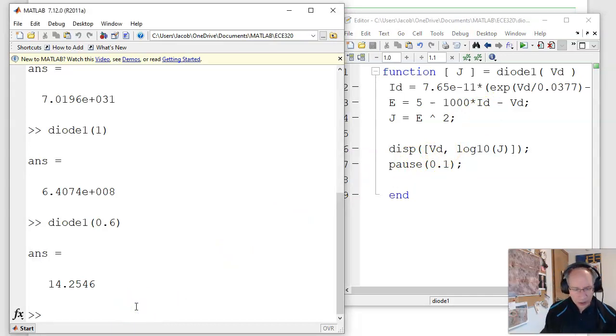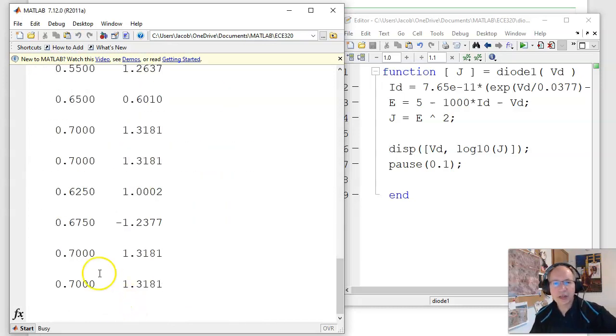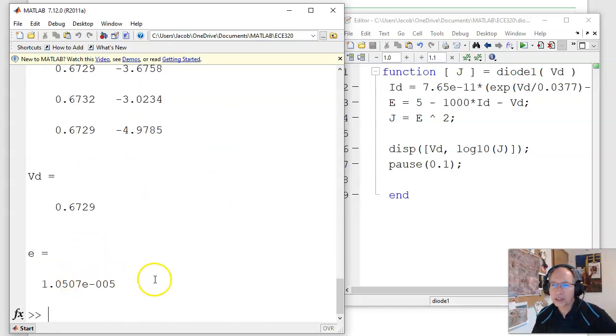To call fminsearch, I call the function fminsearch. I tell it what function I want to minimize. I want to minimize the function called Diode1. And what's my initial guess? My initial guess is 1 volt. It's then going to iterate. So here's the guess. Here's the log base 10 of the error. And eventually wound up at 0.6729.